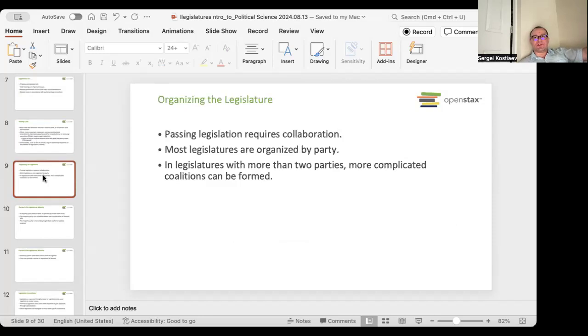Important thing about legislatures, the way they function, they usually are organized by political parties. Some party has a majority, other party is in the minority, in two-party systems. But in European systems, or like in Israel, for example, they have coalitions since they have multiple parties, and none of the parties has a majority, so they form coalitions in parliament to be able to pass new legislation.